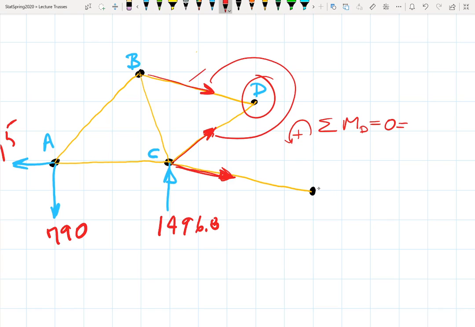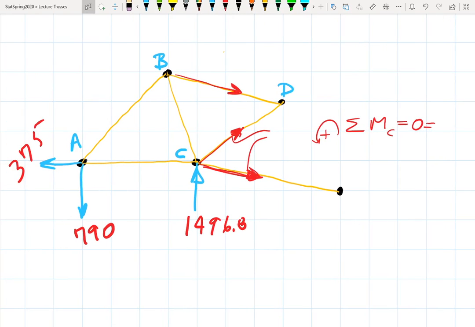However, that doesn't eliminate that one. So I think what I'll do is go back and sum the moments about C again. This one produces no moments, but this one does. So now we're going to take the moments from the left end, from this force, this one, and this one. The forces that produce no moment about C are this one, this one, this one, and this one. Forces that do produce a moment about C, this one.